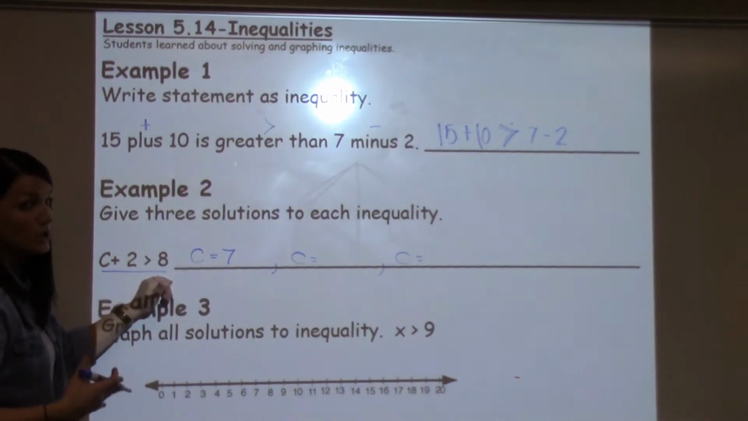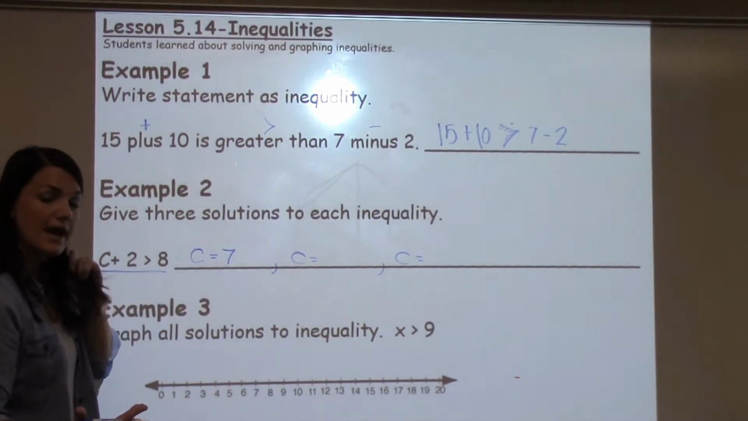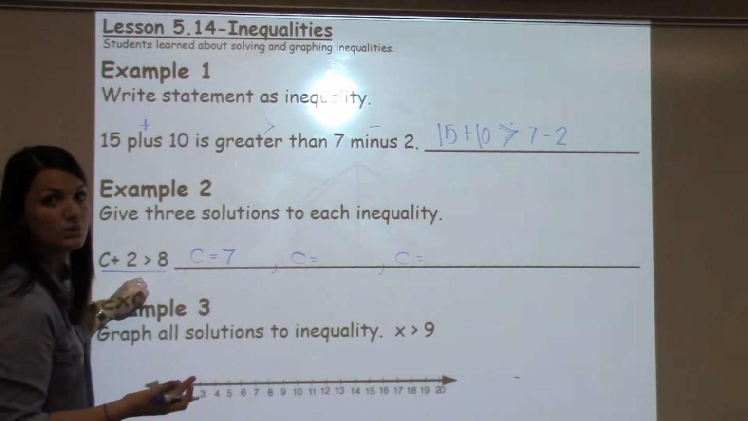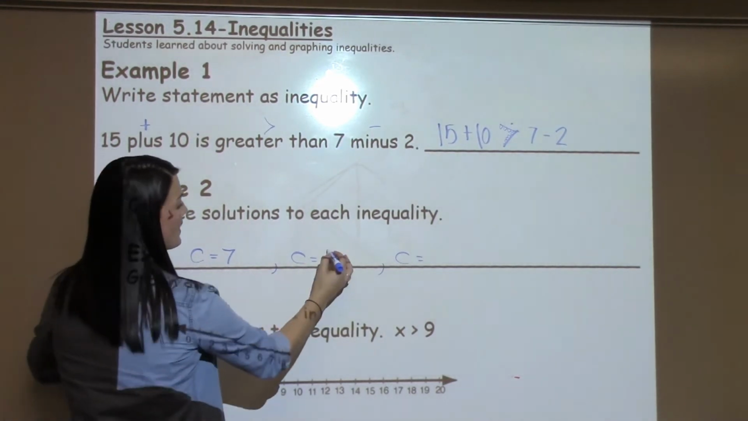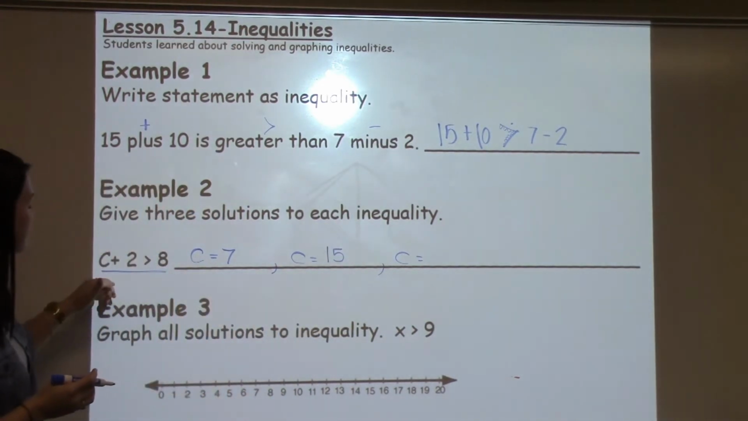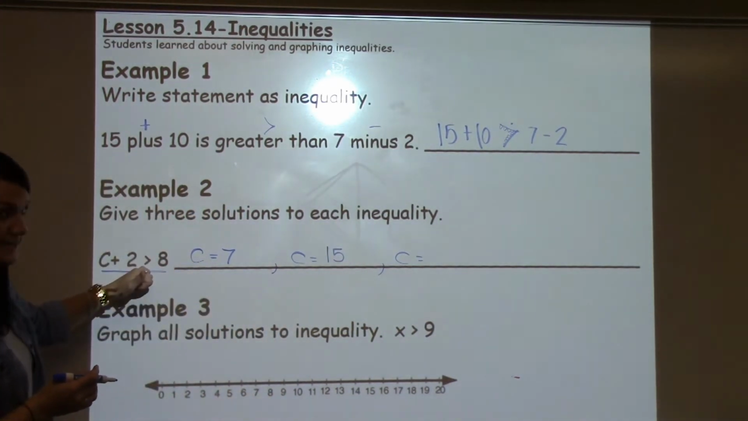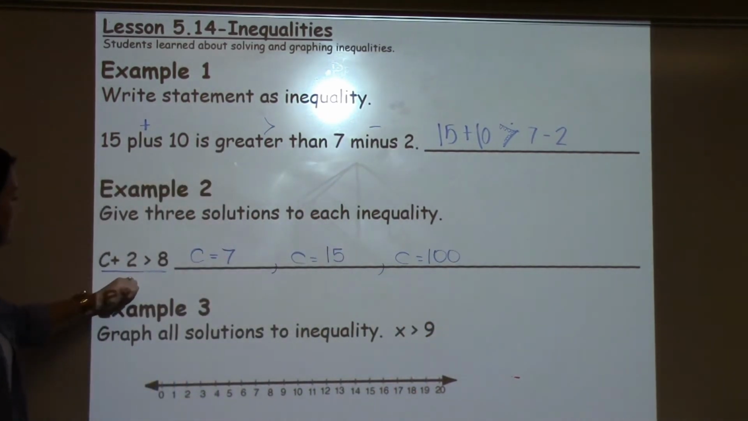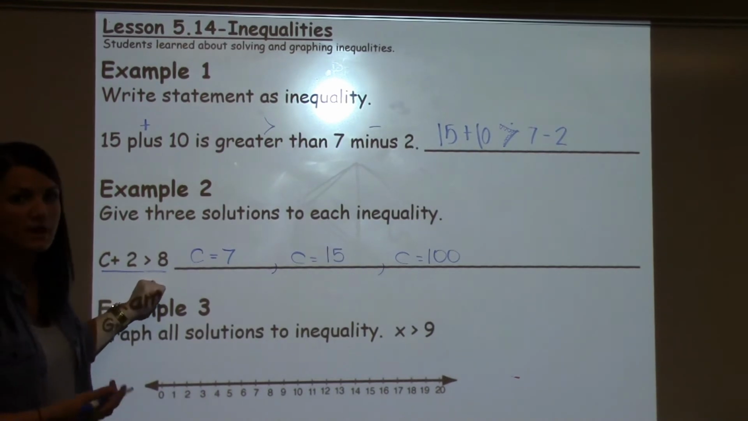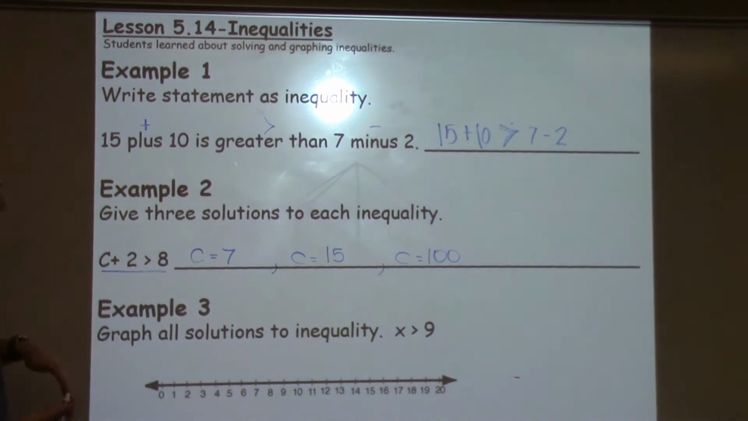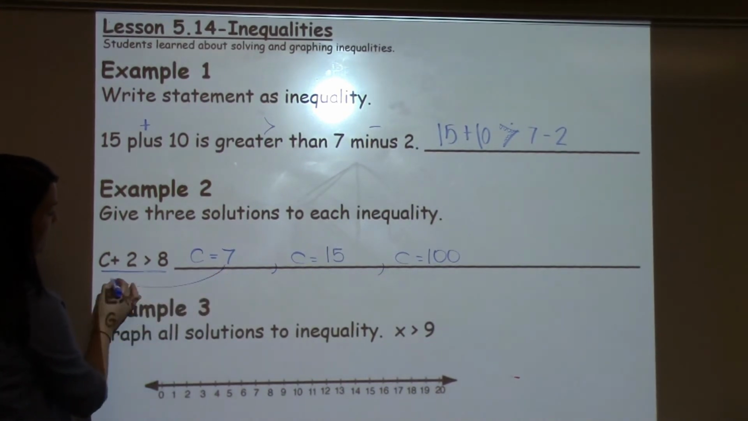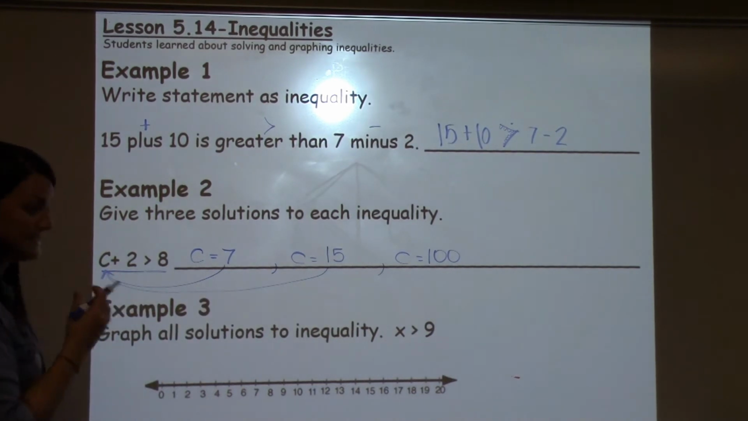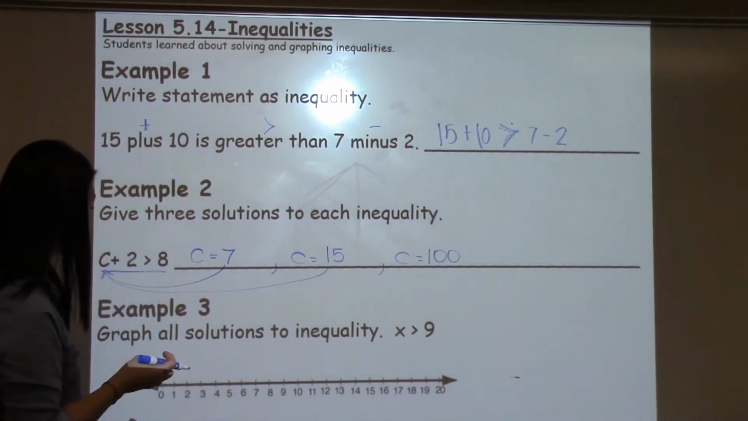Then really anything larger than 8 is going to be a good answer, because I know anything larger than 8 plus an extra 2 is going to be larger than 8 still. So I might place 15 as an answer. 15 plus 2 is 17. That's greater than 8, so I'm good there. And then I could say 100, because 100 plus 2 is 102, and that as well is greater than 8. I would encourage the students to plug whatever number they come up with back into the inequality to make sure that it really is a true inequality.